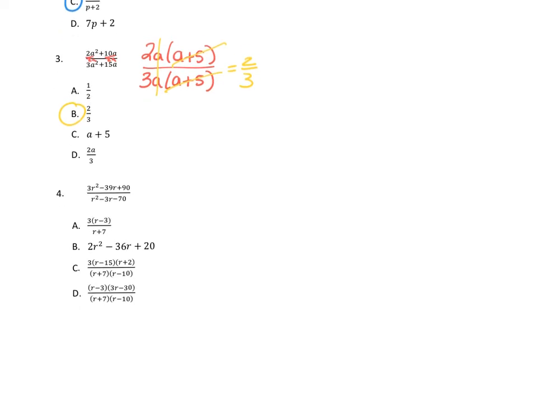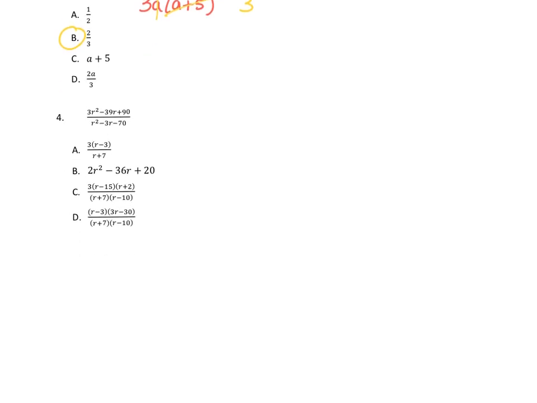The last question, number 4, is a little bit more involved because the factoring is a little bit tougher. So I need to factor the numerator first. So I'm going to write it off to the side. So 3r squared minus 39r plus 90. Now when I factor a trinomial that has an a value, I always want to check for a GCF first, which in this case, I do have a GCF. The GCF is going to be 3. So I'm going to divide all these by 3. And that's going to leave me with r squared minus 13r plus 30.